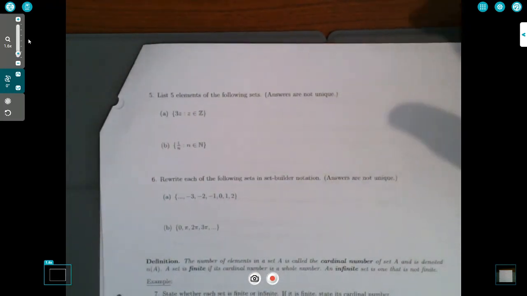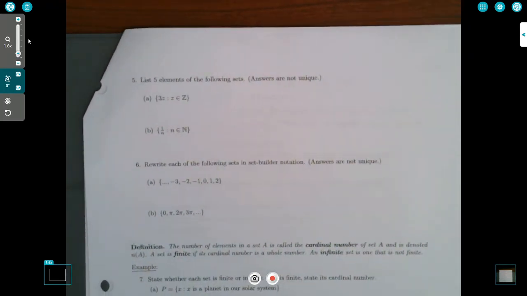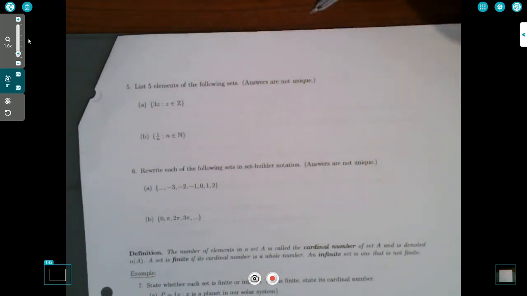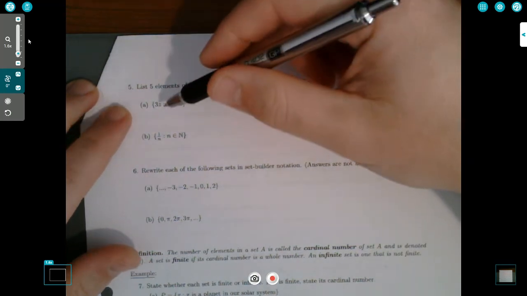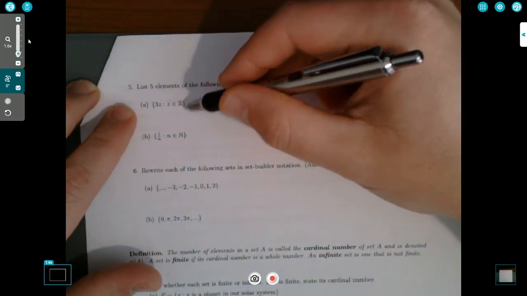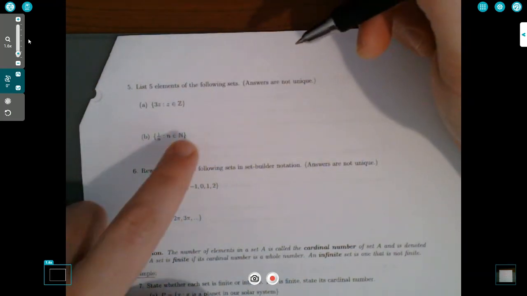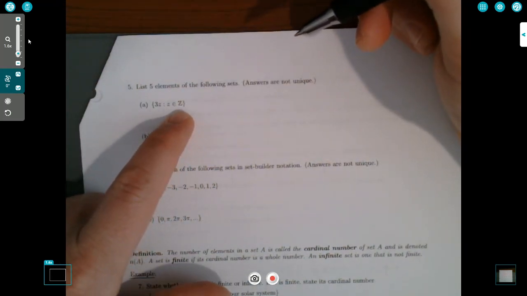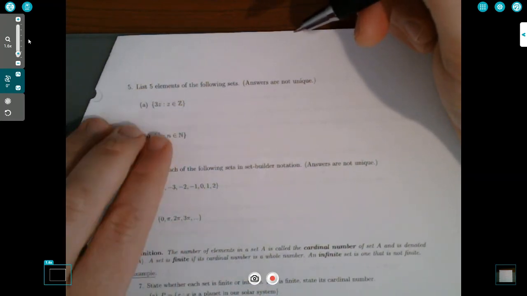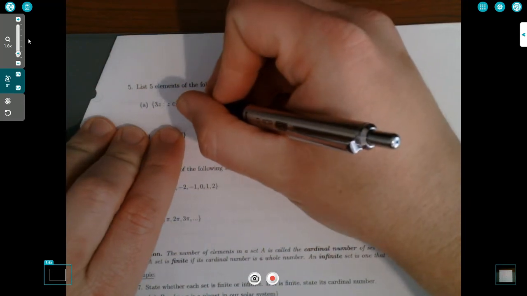Here are some more examples of using these common sets. Example 5 here says list 5 elements of the following sets, and here we have the set 3z, where z is an integer. Z, this capital Z with the double stem, that's the set of integers. Those are the positive and negative whole numbers. So if I want to list off 5 elements, let's see.